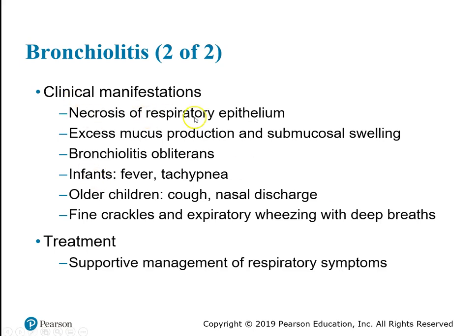Okay, so again, it says necrosis of respiratory epithelium. So those epithelial cells are dying. Again, excess mucus production, okay? In infants, you would be particularly concerned with fever and tachypnea. In older adults, cough, nasal discharge, and you would hear these crackles.